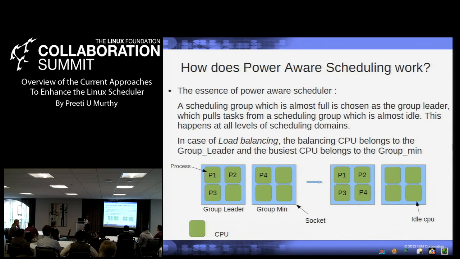That's illustrated in this picture, and it's essential to know certain terminologies at this point: group leader and group minimum. A group leader is a group which has one idle CPU. Why is it called group leader? It's called so because it is responsible for taking tasks upon itself. A group minimum is a group which has just one idle CPU and one busy CPU, and it's called group minimum because it has to tell the scheduler, look, I have very minimal tasks on me, please take it away from me. So the load balancer works exactly like this in the power aware scheduler.